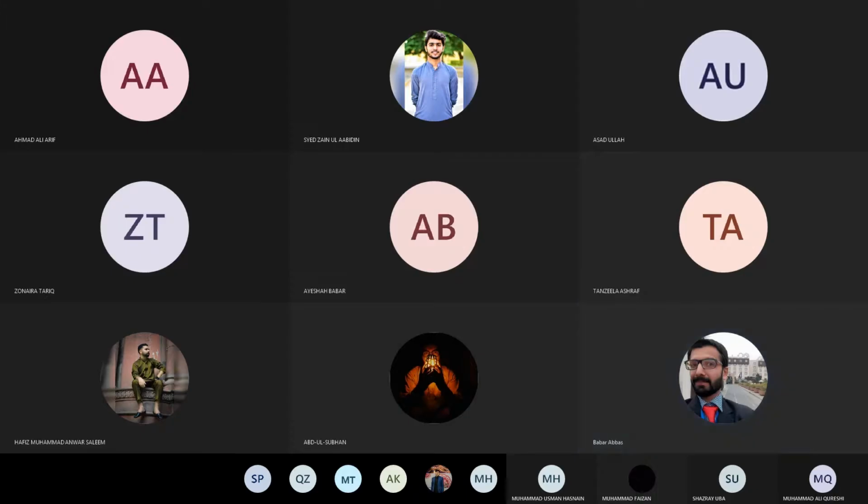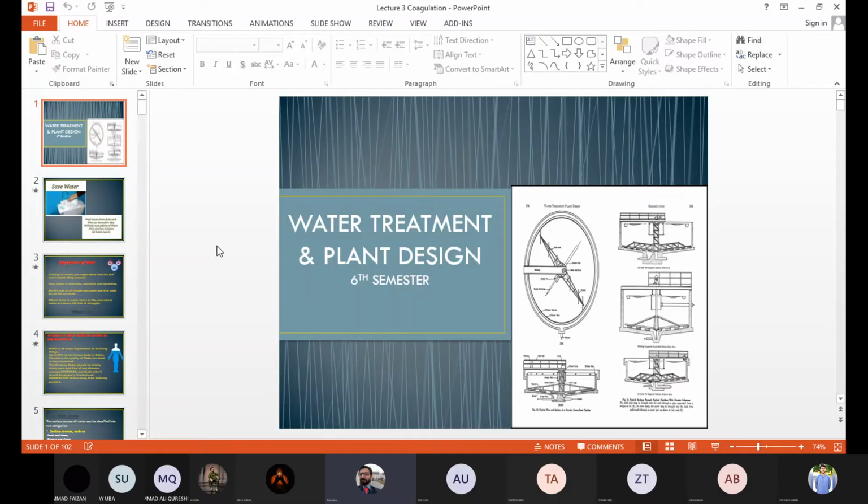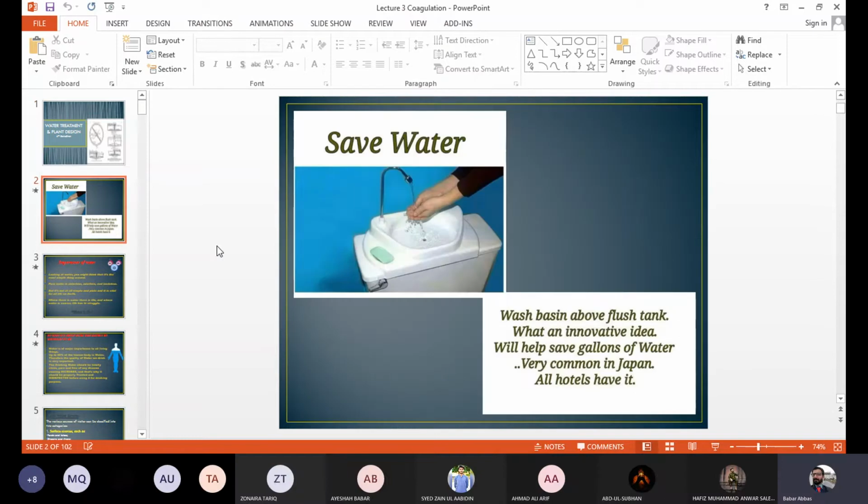Okay. The next topic is water treatment and plant design in terms of coagulation, introduction of the water treatment as well as the coagulation, which is the basic or very first unit of the water treatment. We would be discussing the coagulation and its basic types, and later on we would be designing the coagulation tank as well as the coagulation dosages.